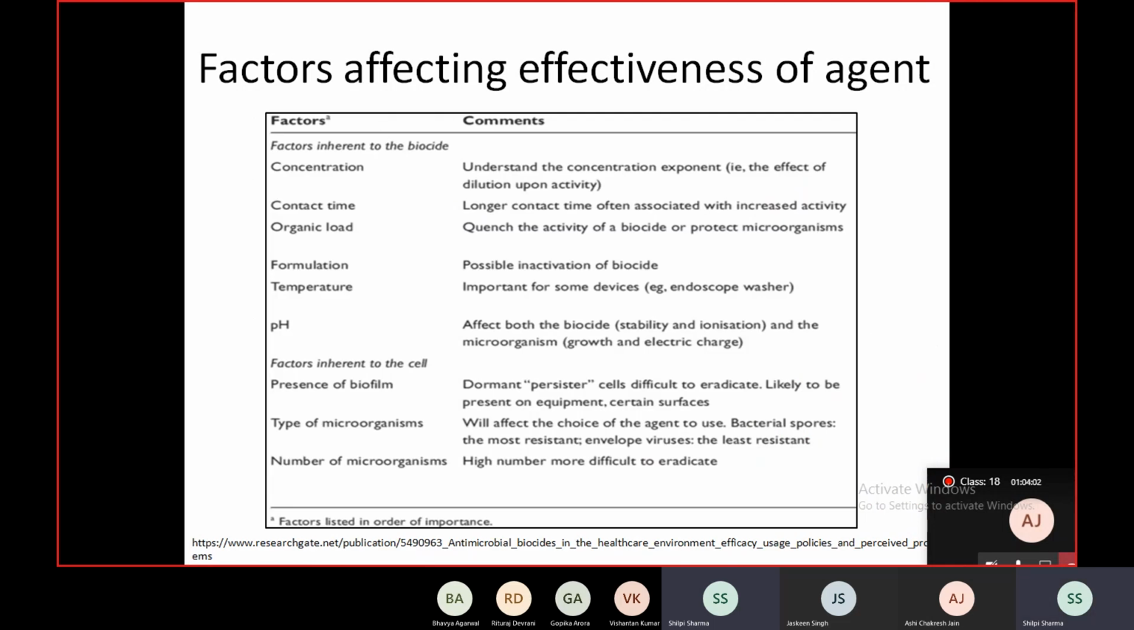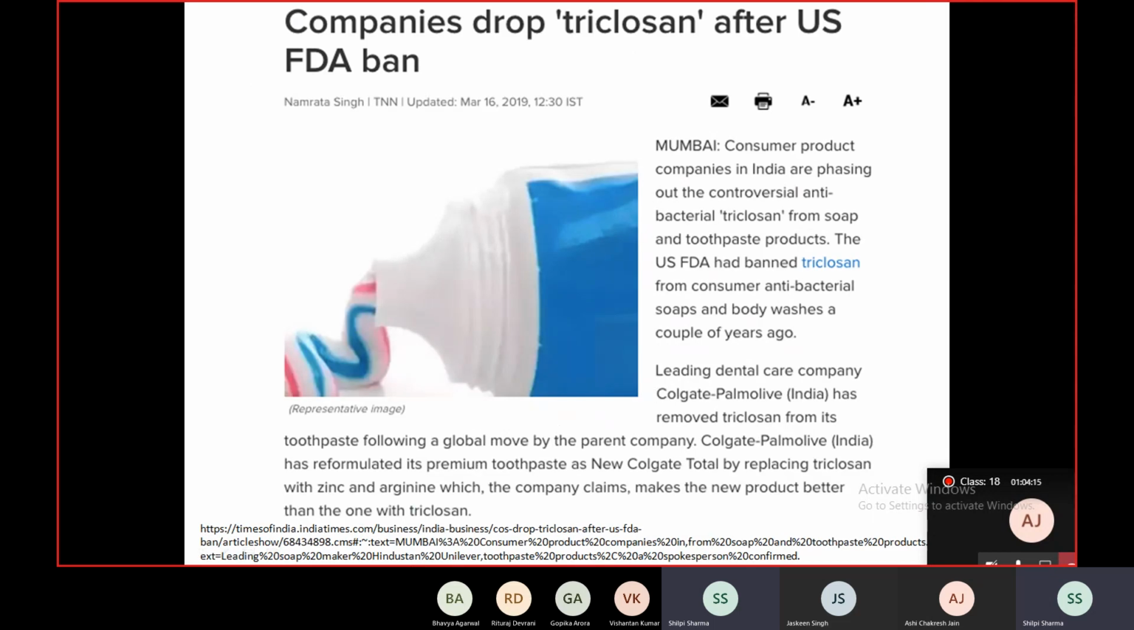This is just some comments that I've summarized about the different factors, whether it is pH, temperature, contact. This is exactly what we've discussed right now. And this is just a news article that I could see on companies banning triclosan after the FDA ban.